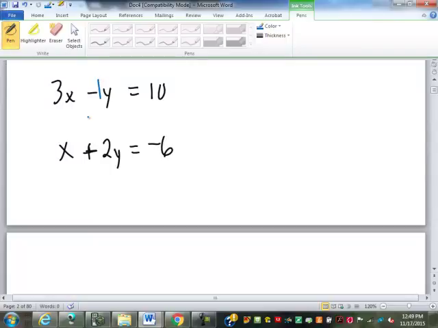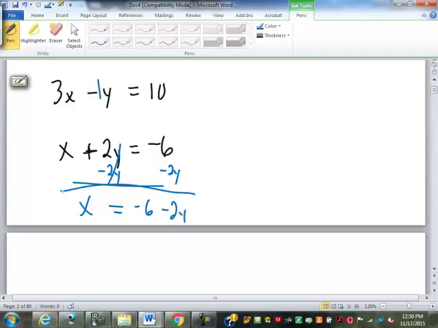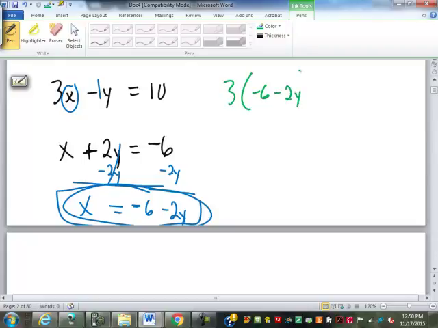But it doesn't have to be y that we get by itself. In the second equation, you can see it would be fairly simple to get x by itself, wouldn't it? So let's do that. How do we get x by itself here? I just subtract 2y. So I get that x equals negative 6 minus 2y. So what am I going to do with that? I'm going to replace this x with that expression. So I'm going to rewrite that. Instead of 3x, it's 3 times negative 6 minus 2y, minus y equals 10.